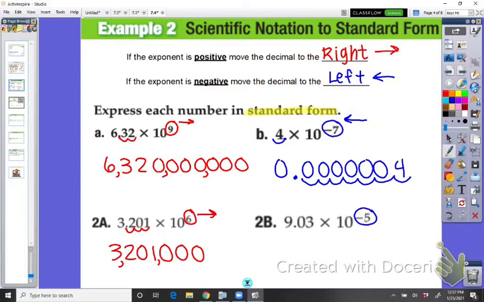2b is to the negative 5, so again I'm moving left. So in front of the 9 is 1, so I need 4 more zeros. And then you can put the leading 0 in the front. So that, just so you see it, was 1, 2, 3, 4, 5. So that's going back and forth from scientific to standard and vice versa.